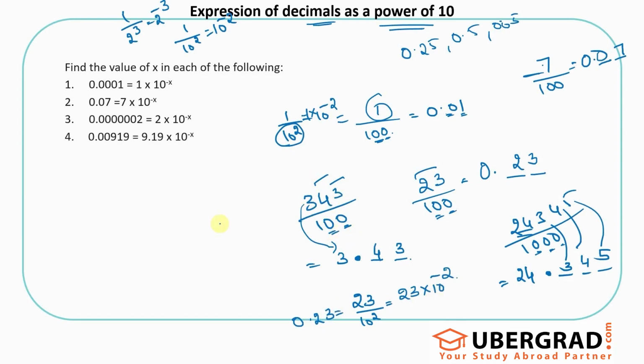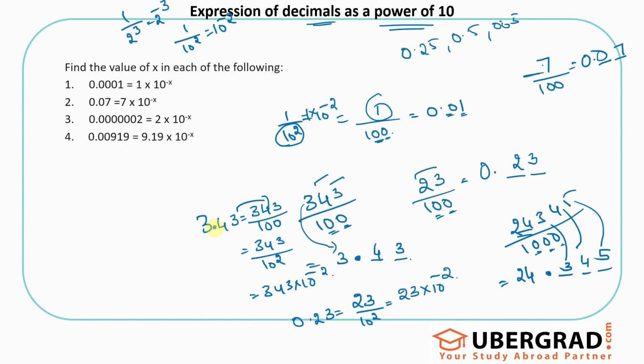343 by 100. 3.43 is 343 by 100. That is nothing but 343 by 10 square. That is nothing but 343 into 10 power minus 2. This is an important flow your mind should have. Right? So how did I get 3.43 to 343 by 100? I have been talking the other way around. Let me talk this way also.